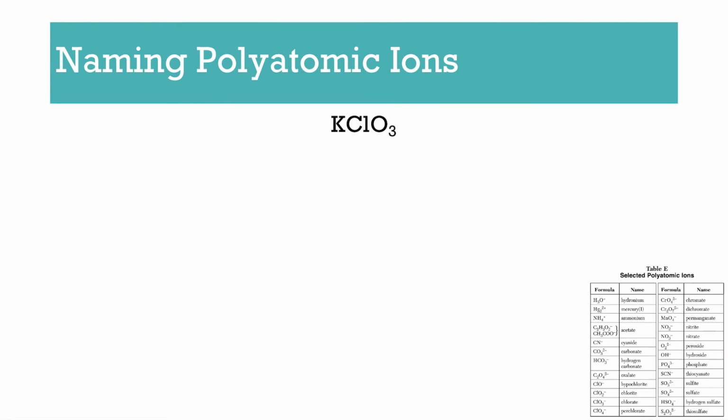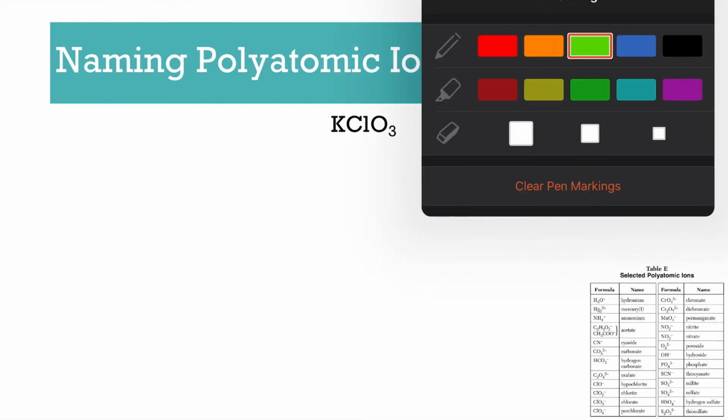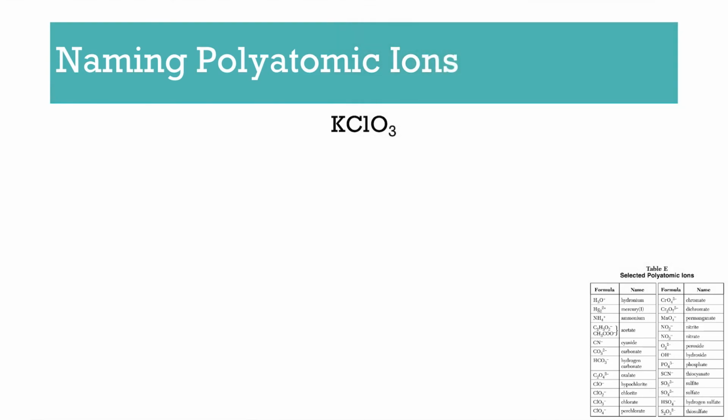Okay, so go ahead and try this one. What is the name of KClO3? So you should see, there's a lot of stuff going on here, but ClO3 is right there. So ClO3 is chlorate, like that. And then K, you just name potassium. So potassium chlorate is your final name.